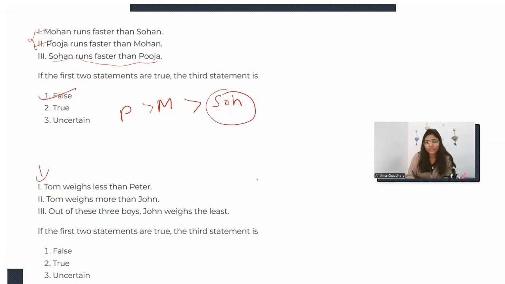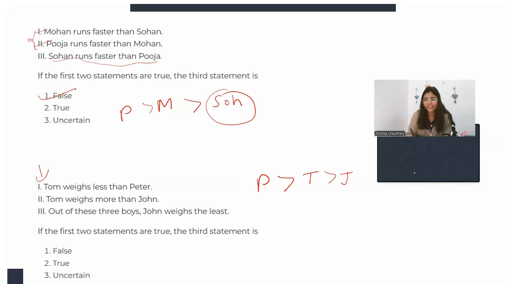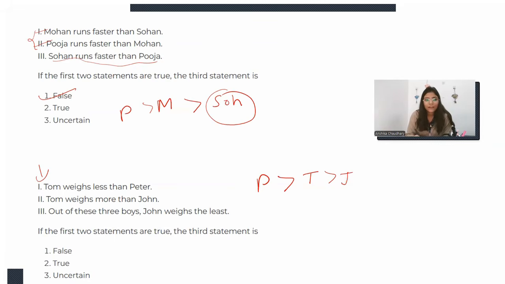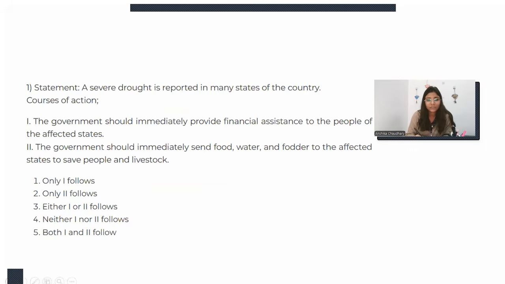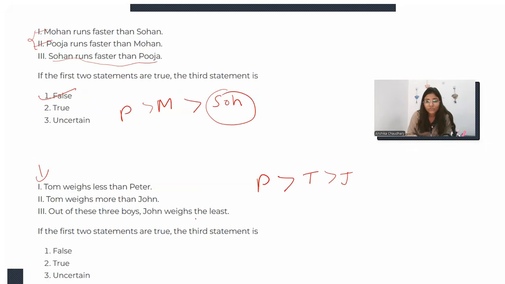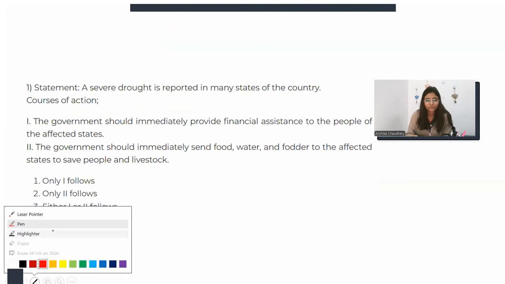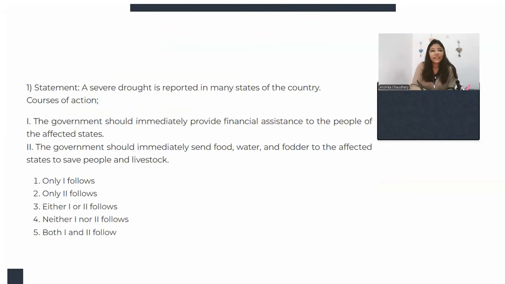Tom weighs less than Peter. So Peter weighs more than Tom, right? Simple. Tom weighs more than John. That means John has the smallest weight. Now, if the first two statements are true, then what is the third statement? Out of these three boys, John weighs the least. Yes, John weighs the least. So yes, it is true. So option number 2 will be the correct answer. I hope it is clear to you. Let's move on to the next question.